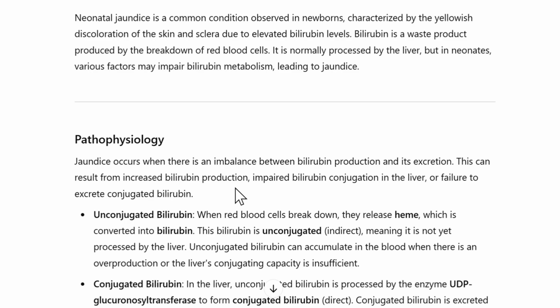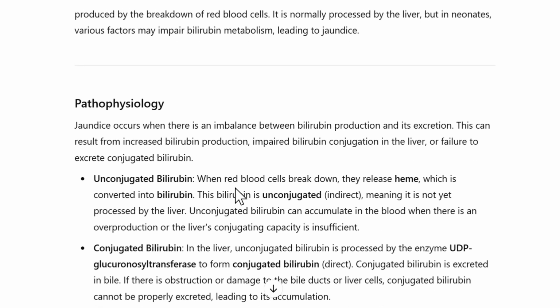Pathophysiology. Jaundice occurs when there is an imbalance between bilirubin production and its excretion. This can result from increased bilirubin production, impaired bilirubin conjugation in the liver, or failure to excrete conjugated bilirubin.